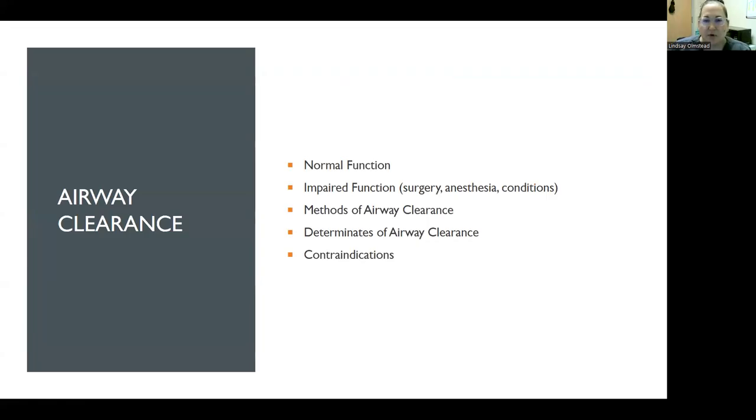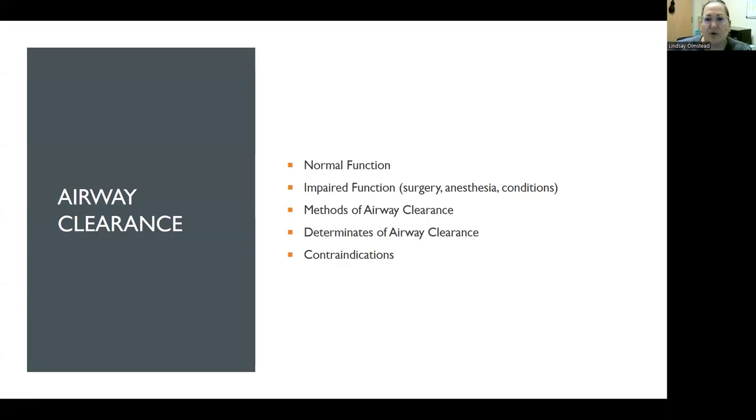So we're going to go over normal function, impaired function, different methods of airway clearance, determinants of airway clearance, and briefly some contraindications. Airway clearance therapy is performed by respiratory therapists, and it's intended to aid in secretion mobilization and expectoration. This helps to reduce complications associated with secretion retention.